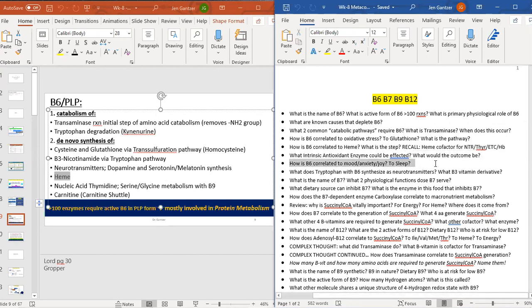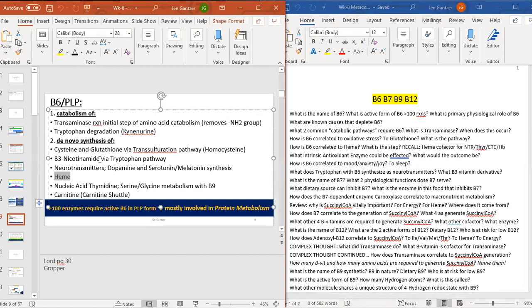How is B6 correlated to mood, anxiety, and joy? And what about sleep? So look here, what did we say about B6 PLP? It's involved in more than 100 reactions of the amino acid metabolism. And amino acids are precursors. They build proteins, and enzymes are proteins, and neurotransmitters need amino acids. Hormones need amino acids as precursors.